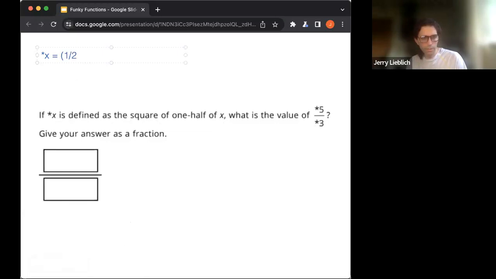Okay, so (1/2 X) squared. Not so bad. We want the value of star 5 over star 3. All right, so star 5 is going to be the square of 1/2 of 5. So 5 over 2 squared would be 25 over 4. Star 3, 3 over 2 squared, 9 over 4.